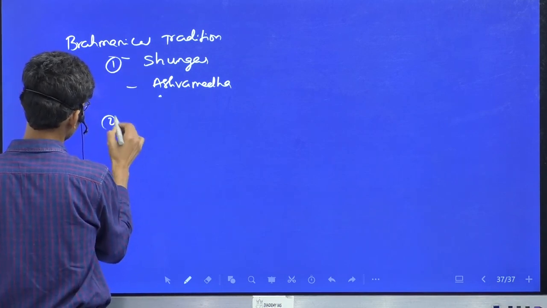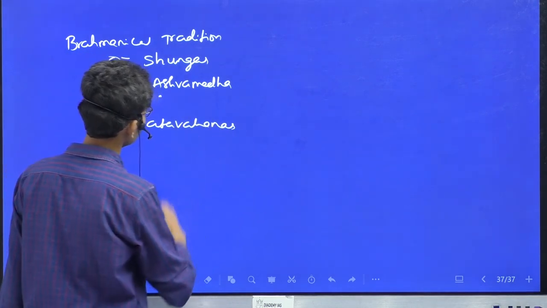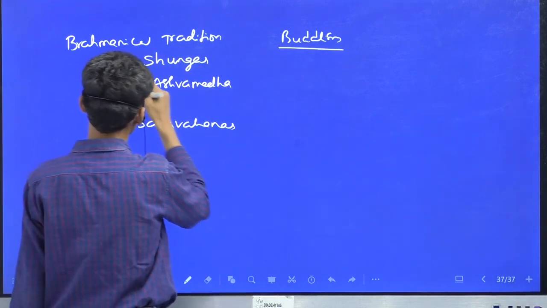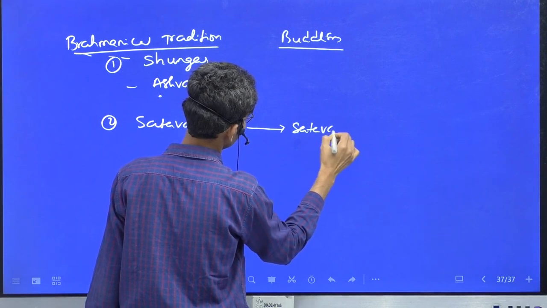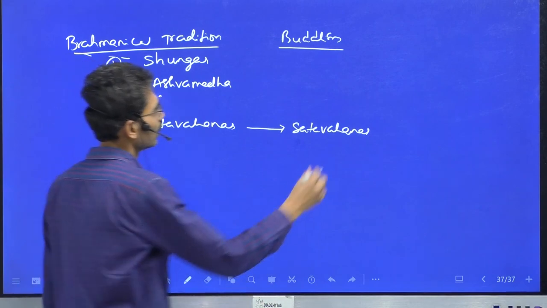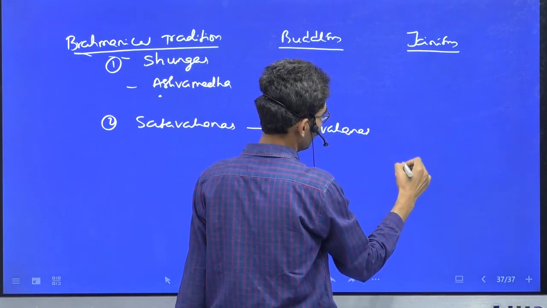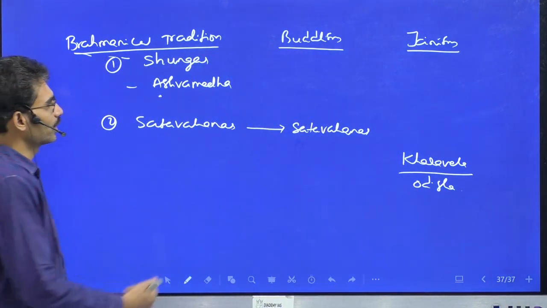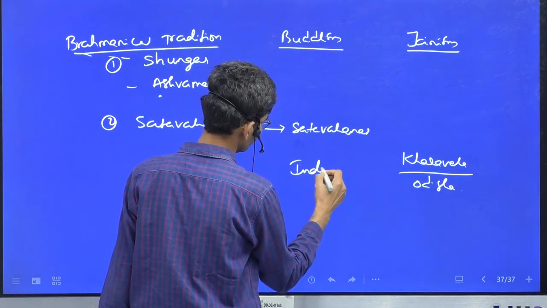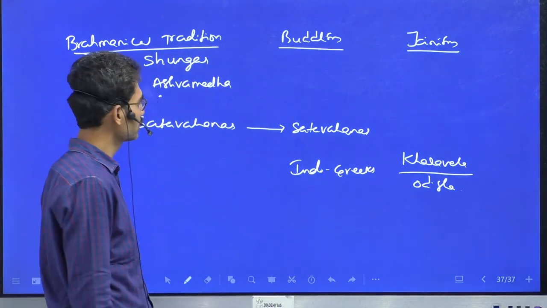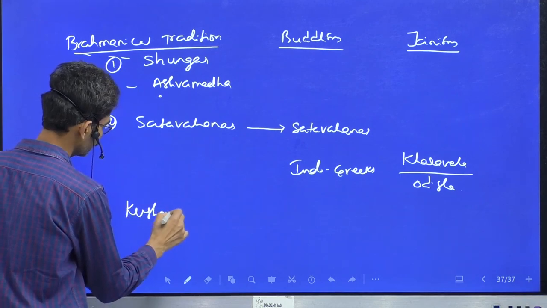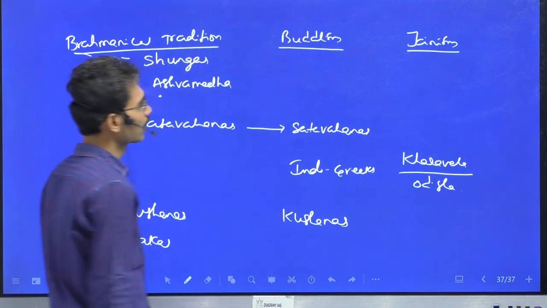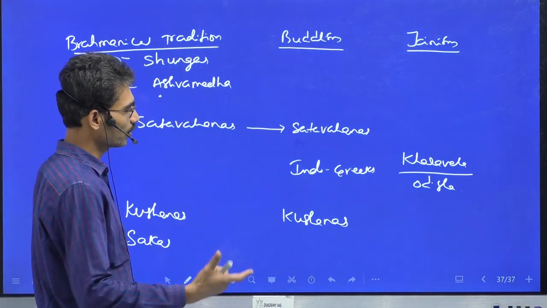The Shungas won for the Brahmanical tradition. Satavahanas also promoted it. Along with the Brahmanical tradition, the Satavahanas patronized Buddhism also. When it comes to Jainism, Karavela of Odisha and different rulers patronized it. When it comes to Buddhism, the Indo-Greeks patronized it. When it comes to the Shakas and Kushanas, they patronized different types of religions. Secular policies were followed.